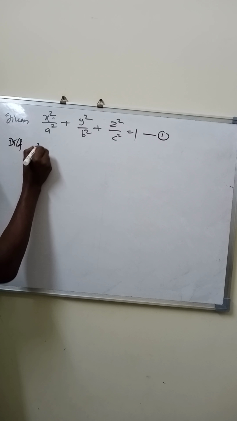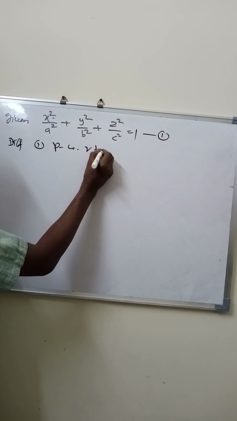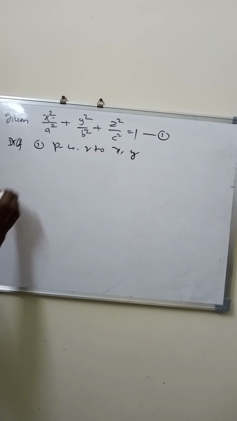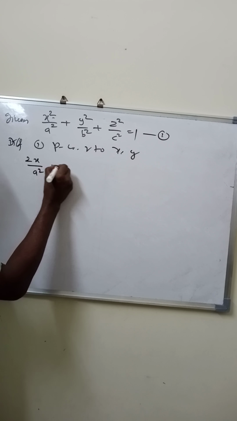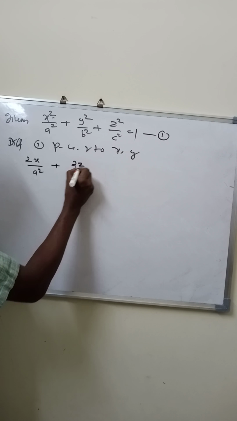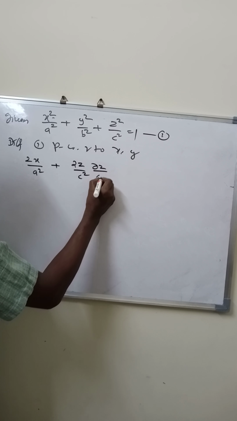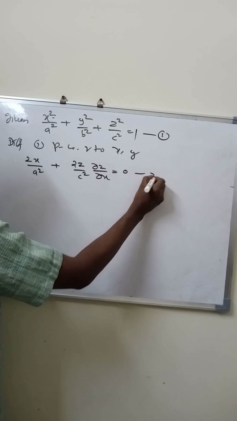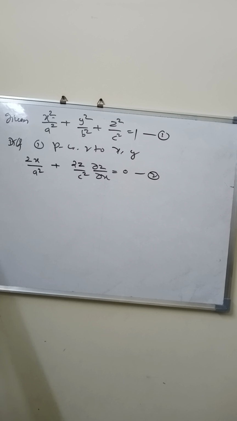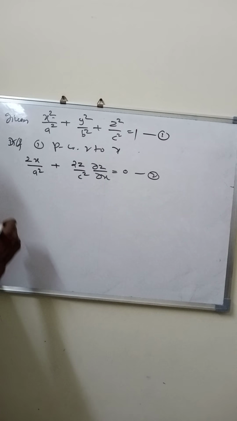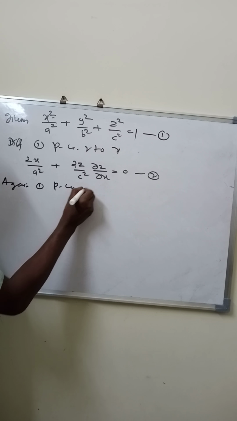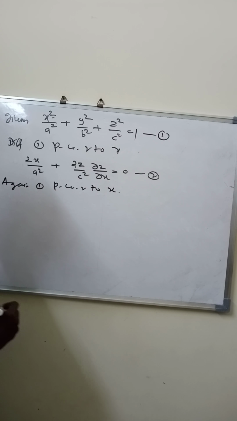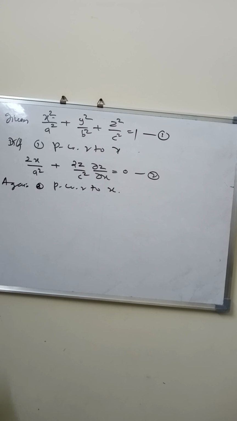Differentiate 1 partially with respect to x. Then 2x by a square plus 2z by c square partial dz by dx equal to 0, equation number 2. Again differentiate 2 partially with respect to x.